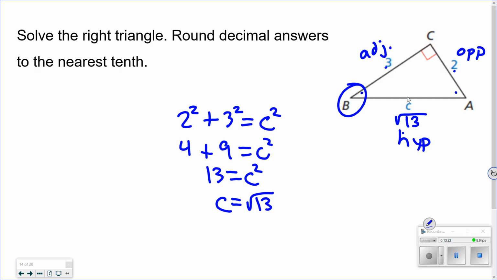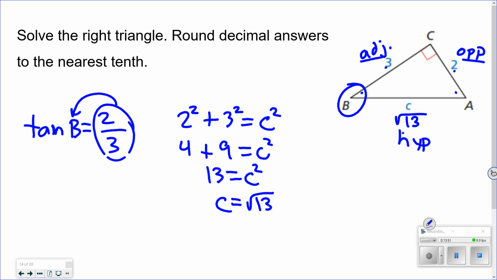Because I know all three sides, I can choose whether I want to use sine, cosine, or tangent. I think I'm going to use tangent this time. Tangent is opposite over adjacent. So I'm going to say the tangent of angle B is equal to the opposite side, which is 2, over the adjacent side, which is 3. Now this is like the problem, right? I know what the tangent equals. I'm trying to work backwards to find the angle. So whenever that happens, we're going to do the inverse tangent. So angle B is equal to the inverse tangent of 2/3.